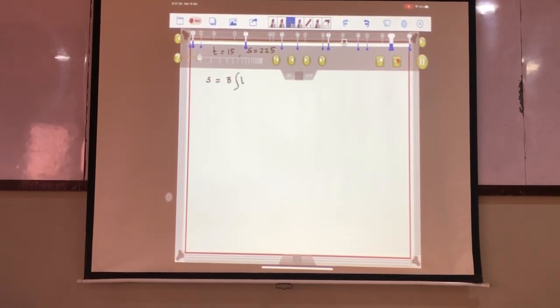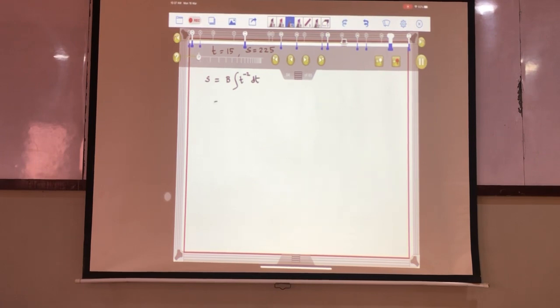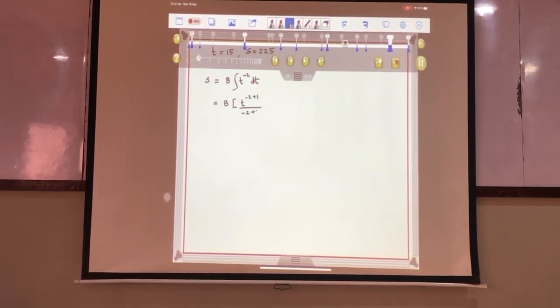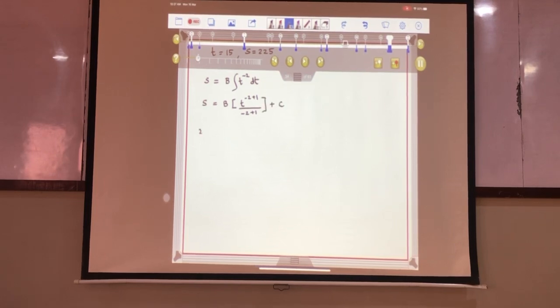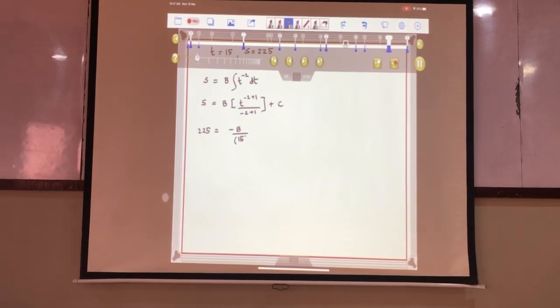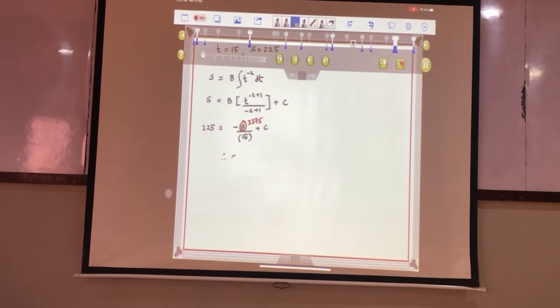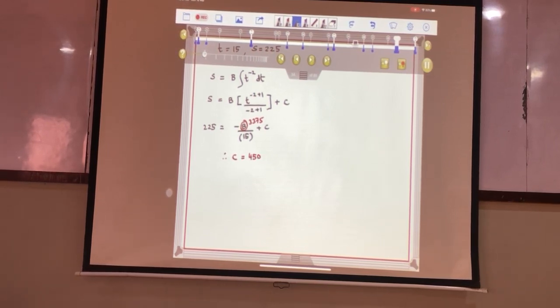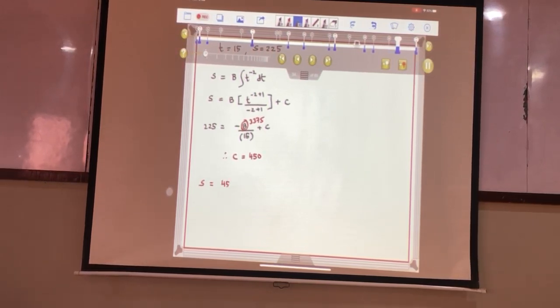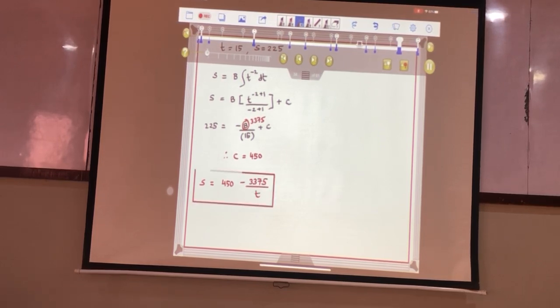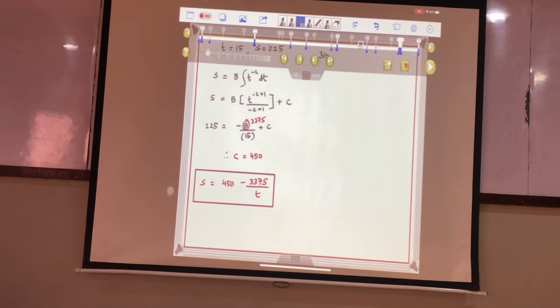Integrate the function. We are not putting in any limits because we are working for the expression. Now you plug in the conditions. S is 225, T is 15, and B is 3375, which we already know. Therefore, C comes out to be 450. Therefore, S is 450 minus 3375 over T. This is the expression for the total distance covered.